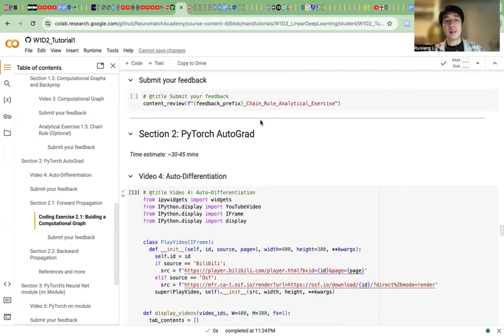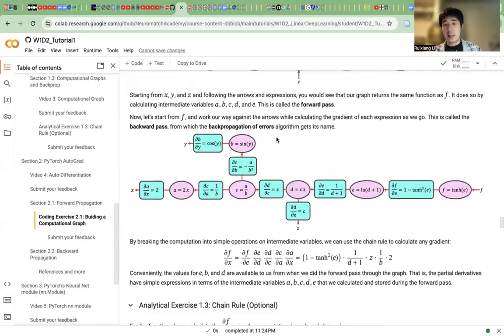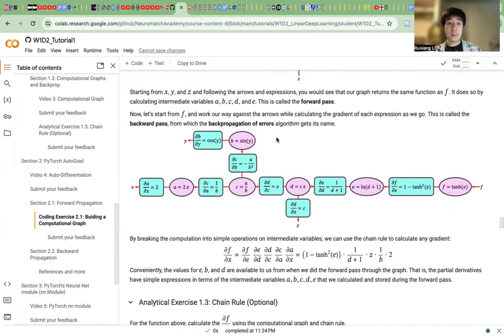So today our focus will be on section 2, PyTorch AutoGrad. But before diving into AutoGrad, let's give a short recap of what we already covered in section 1.3. Here we talk about two very important concepts, backpropagation and computational graph. And this is an important point I want to emphasize: usually when we're talking about backpropagation, we are neglecting the importance of the forward pass.